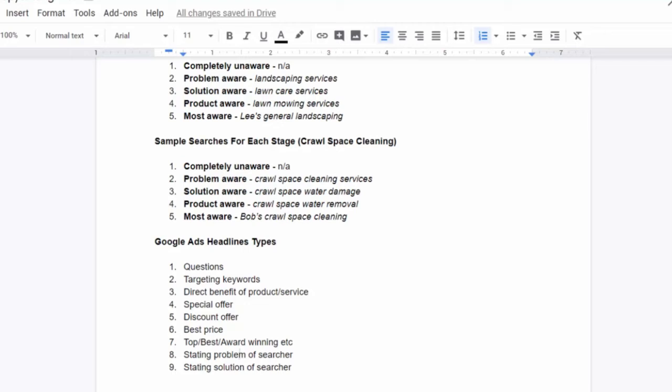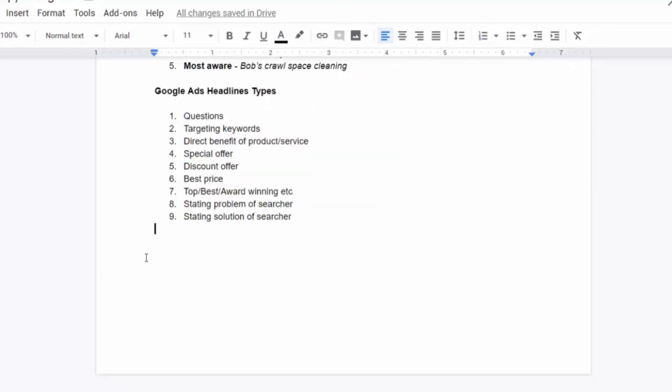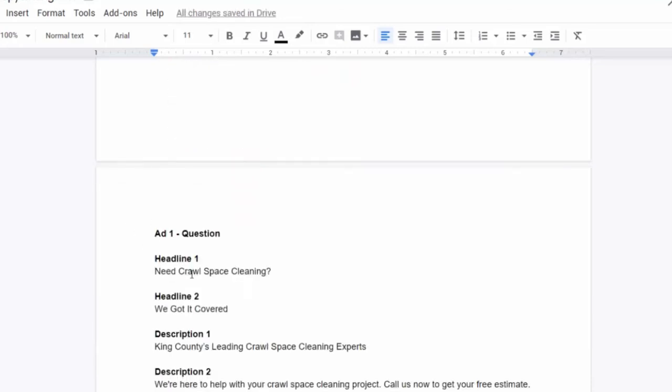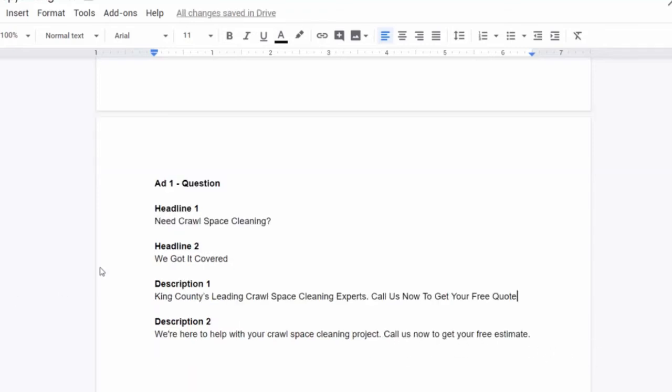So now let me show you 3 different ads here that I came up with for the crawl space example. So let's go down here and look at the first one. This one is a question: need crawl space cleaning? We got it covered. This is headline 2. Description 1, King County's leading crawl space cleaning experts. We're here to help you with your crawl space cleaning project. Call us now to get your free estimate. We can also just have here, call us now to get your free quote. Let me add that over here. Call us now to get your free quote. So that's going to be ad number 1.